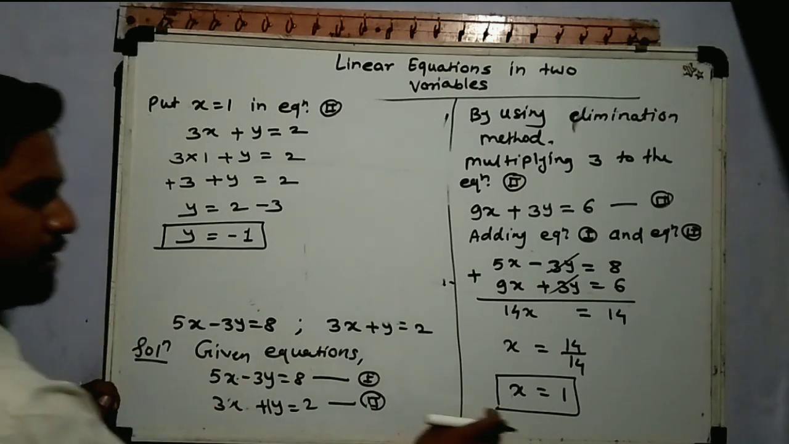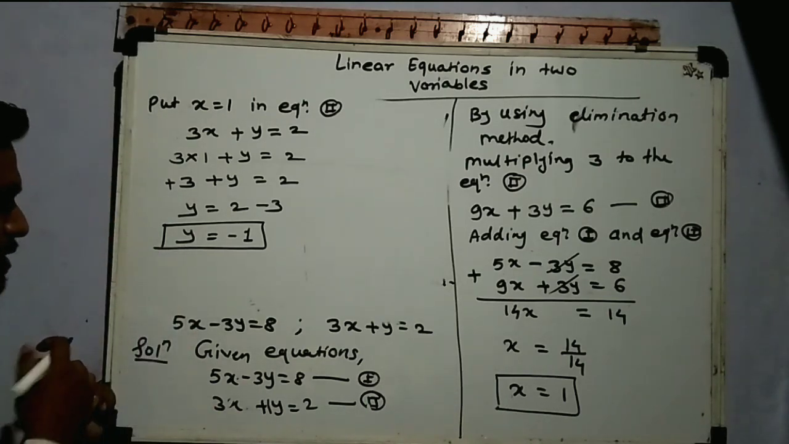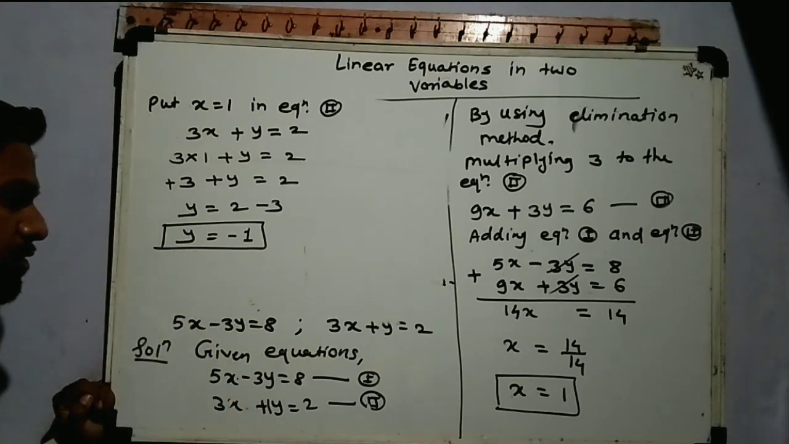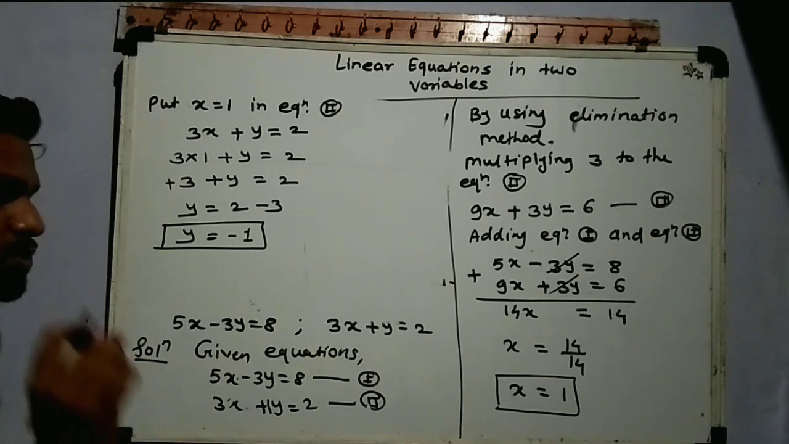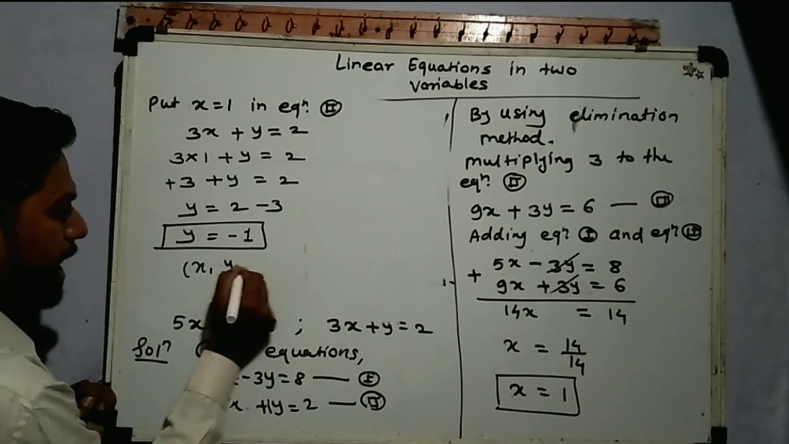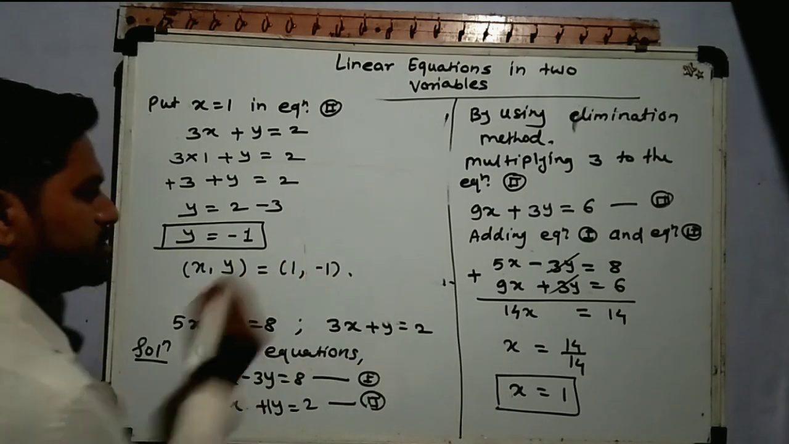So like this, what is the value of x? x is equal to 1. And what is the value of y? y is equal to minus 1. So it means, what is your question? Find the solution or solve the following equations. It means you have to find the value of x and y. So see, x, y is equal to what? 1 and minus 1. Finish your example.